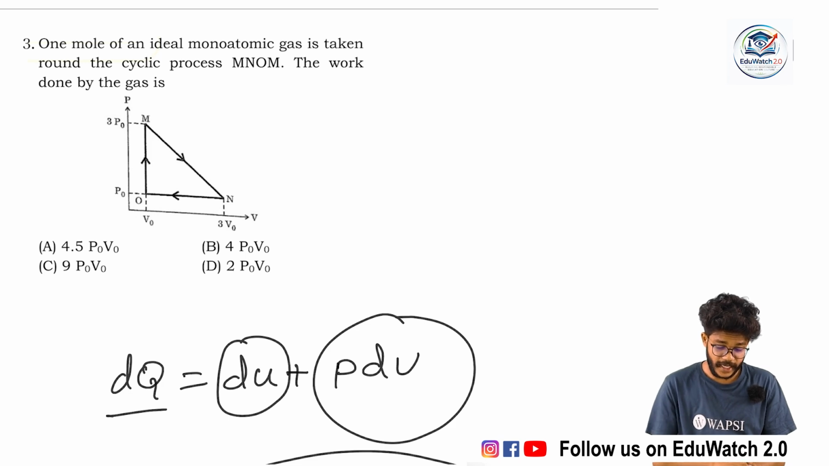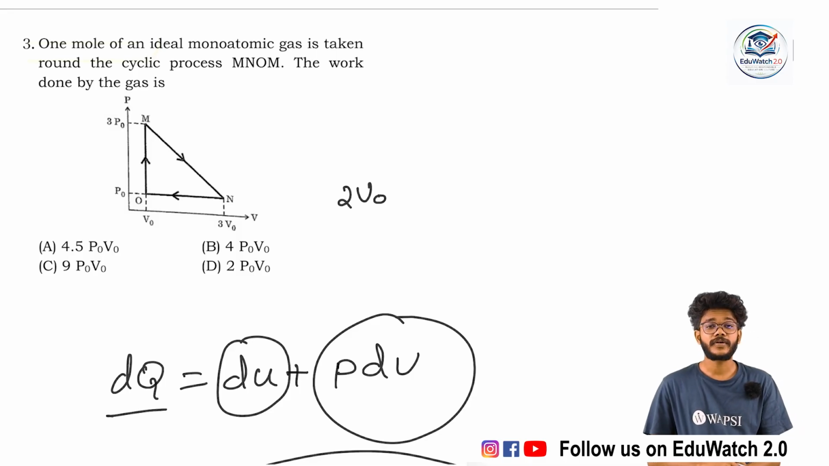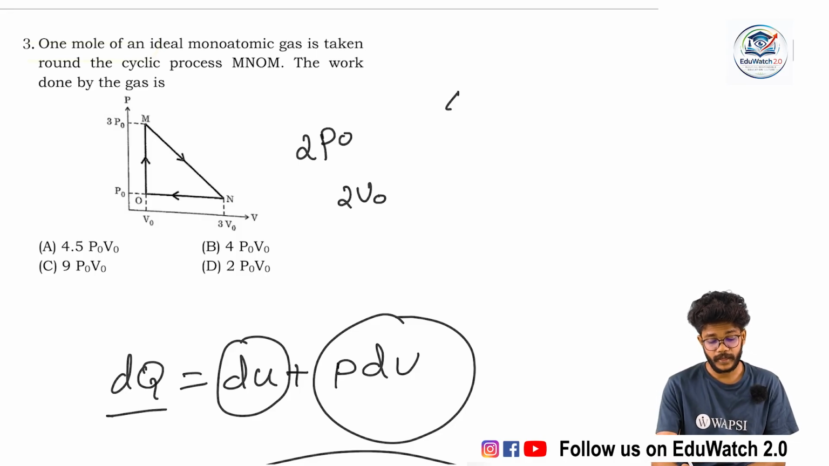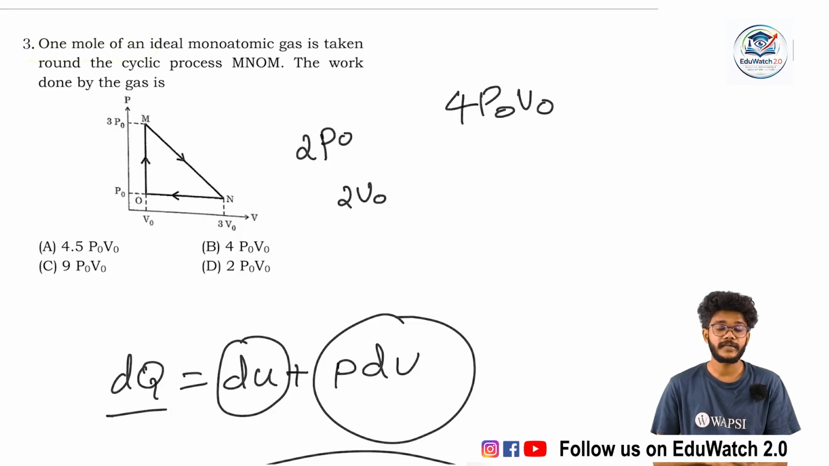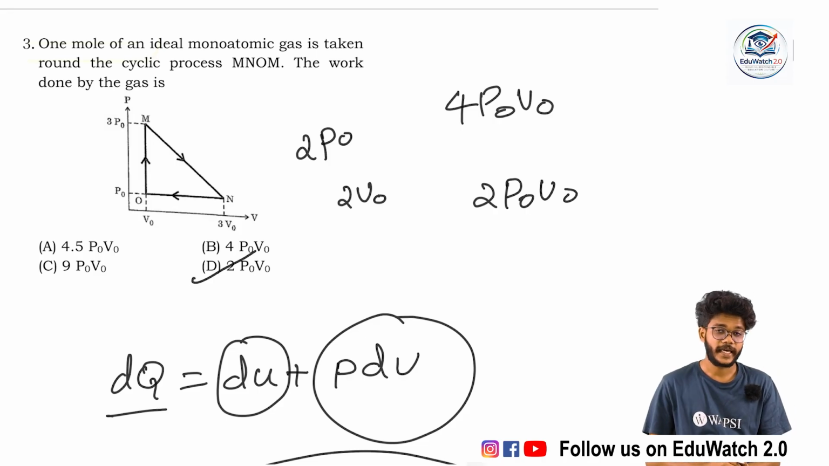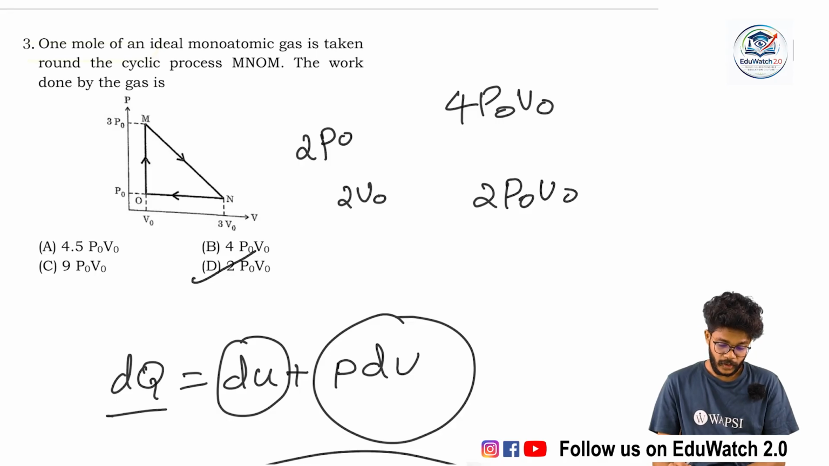So what is the area under the graph? Just find the length and breadth. 3V0 minus V0 is 2V0, and 3P0 minus P0 is 2P0. So 2P0 into 2V0 is 4 P0 V0, but it is a triangle, so divide by 2, so it is 2P0 V0. So option D is the correct answer. The area under the graph of a PV diagram gives the work done. Is it simple? Yes, it's very simple.